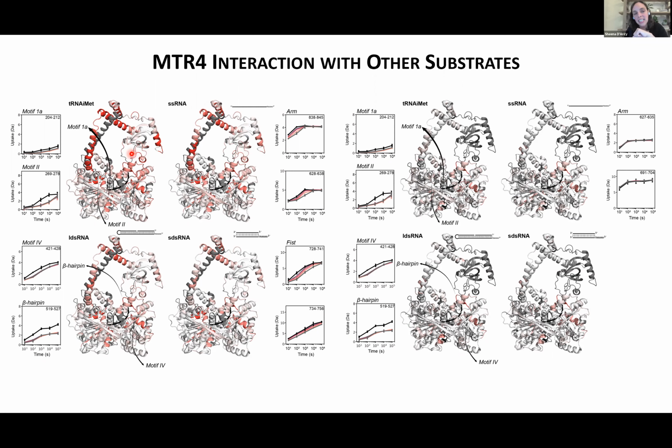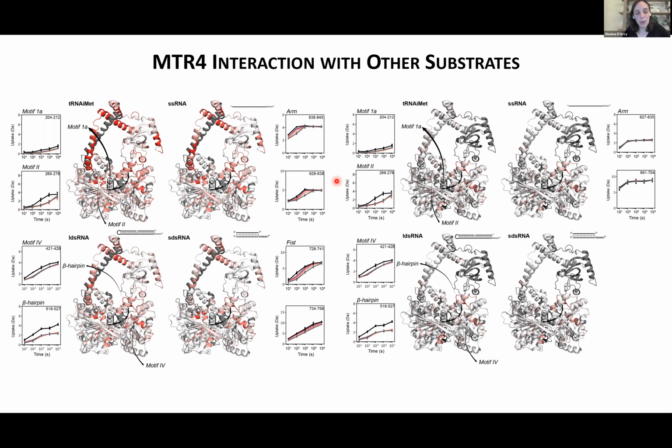Now, to further test that this conformational change is a result of the Fis domain, we did exactly the same experiments, but here we use a different MTR4 rather than a different substrate. And this MTR4 has this Fis domain deleted. And again, what you can see in the core is that they all bind the same. But now in the arm, we've completely lost this graded change, meaning that when we take away the Fis binding to these RNA substrates, we now no longer see the conformational change in the arch domain.